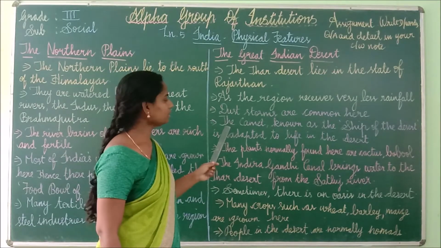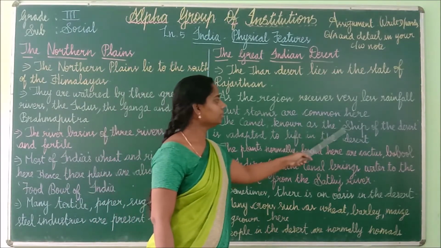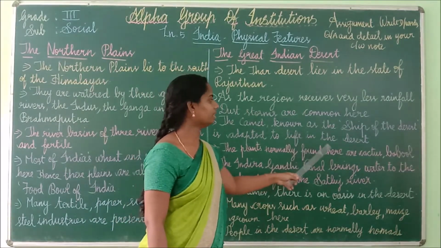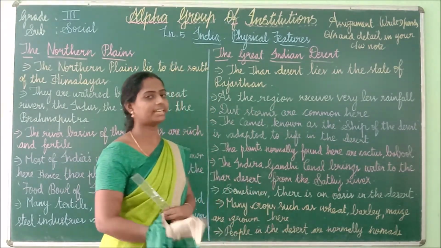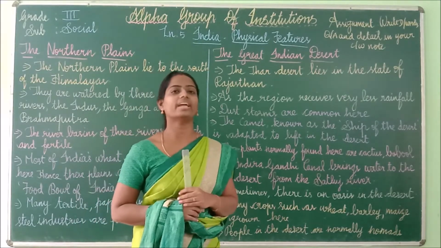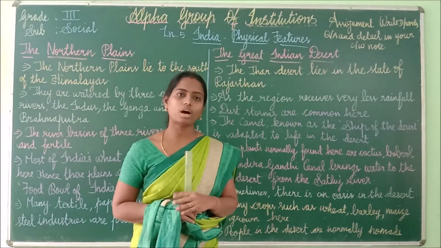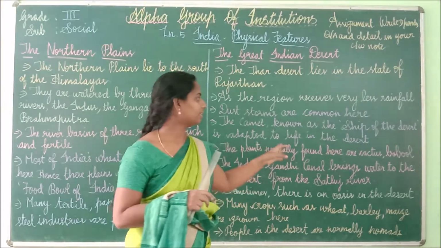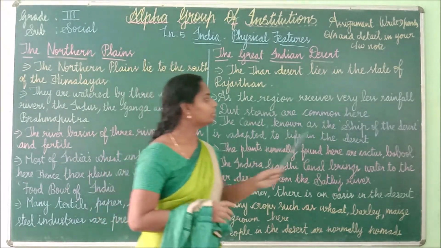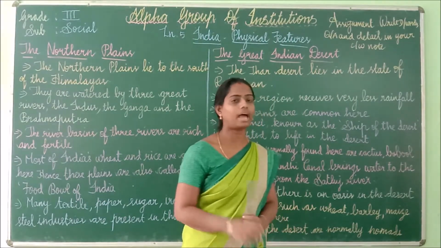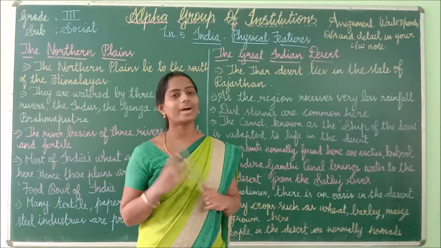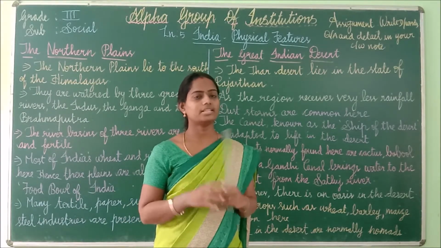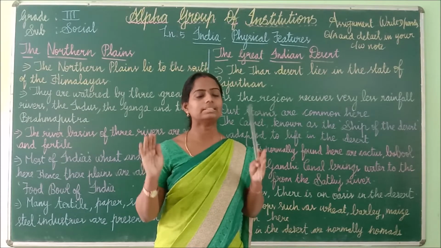And then the camel, known as the ship of the desert, is adapted to life in the desert. You all know that, children. Camel is mostly found in the desert region, isn't it? How does the camel live there? Because it is adapted to life in the desert. So it is called the ship of the desert. It is mostly found in the desert region only.